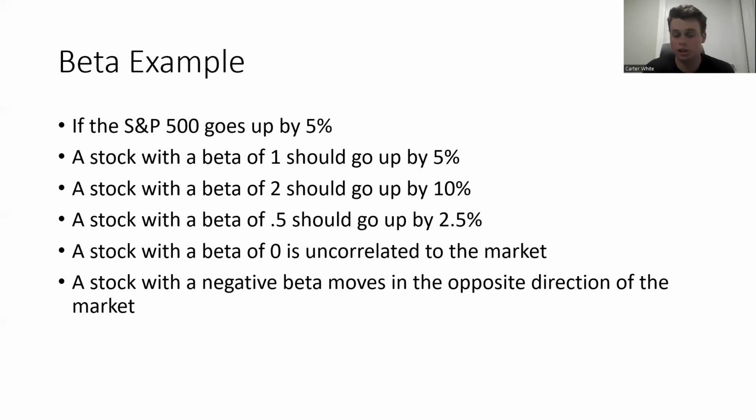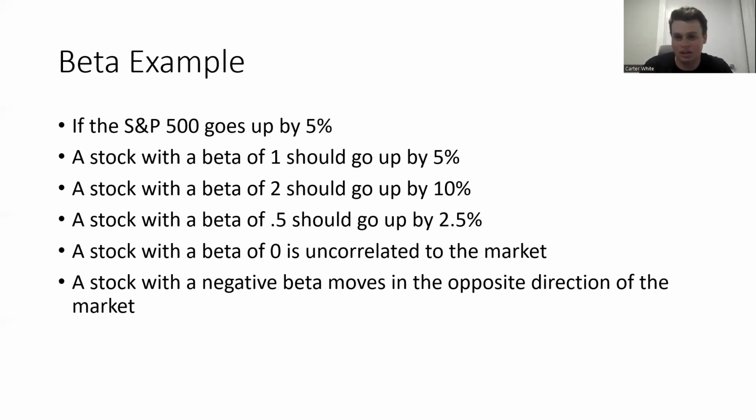A stock with a beta of 0 is uncorrelated to the market. This is someone with a long short investment strategy. They would want to have a beta of 0 so that how their portfolio is doing is uncorrelated to the overall market. And a stock with a negative beta actually moves in the opposite direction of the market.